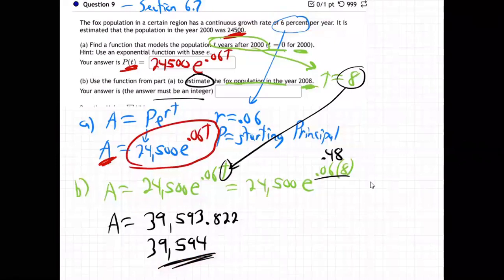39.5 thousand. See how fast exponential growth is? That's just growing 6% per year. But it goes up 6% and then goes up 6% on the increase, and it just keeps going like that. So that's a big growth. So there we go.